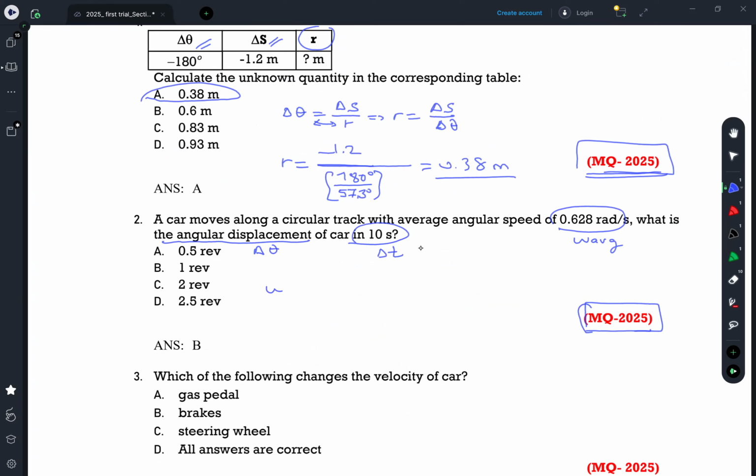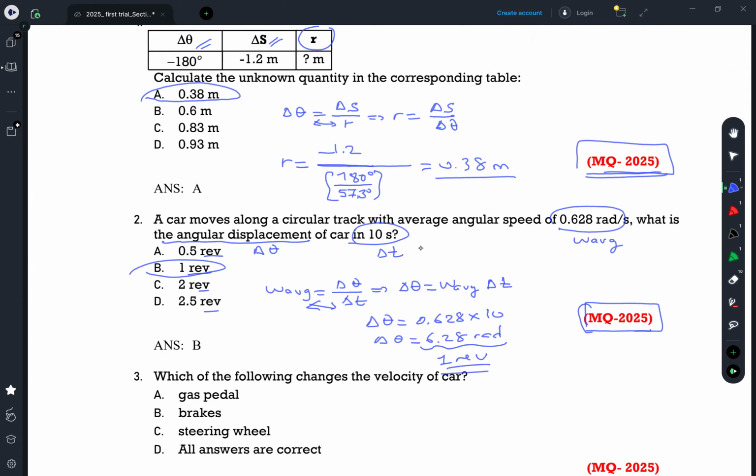So I will use the omega average equation, which is delta theta divided by delta t. After cross multiplication, we can get delta theta. So delta theta is going to be omega average times delta t. Omega average is 0.628, delta t is 10. Result is going to be 6.28 radian. When I check the units, all are given in revolution. So 6.28 radian is equal to 1 revolution. So angular displacement is going to be 1 revolution. Correct choice is B.